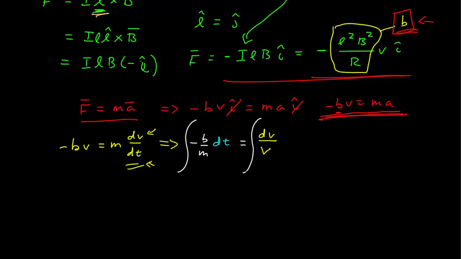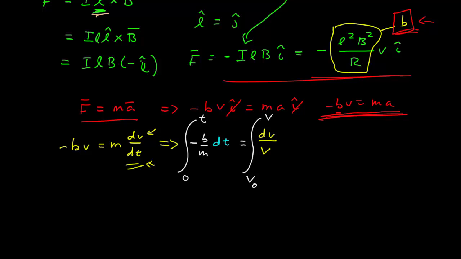So now I need the limits of integration. I'm going to say the time starts at t equals 0, and it ends at some later time t, which at the moment I don't know. The velocity starts at some initial velocity v0 and ends at some final velocity we'll call v. And eventually we want to see where that goes to 0.